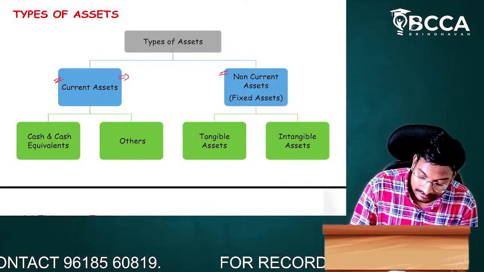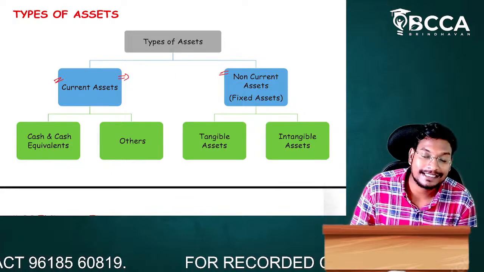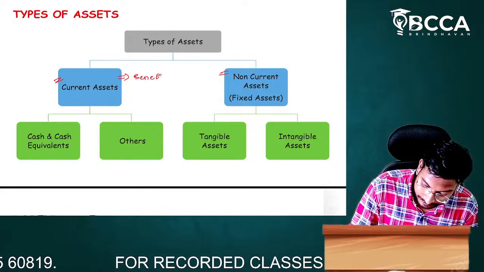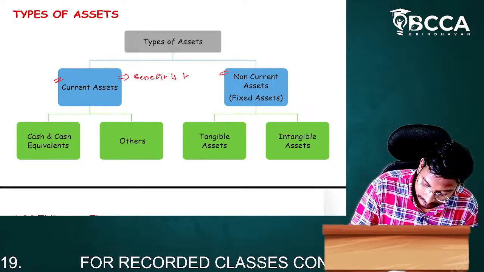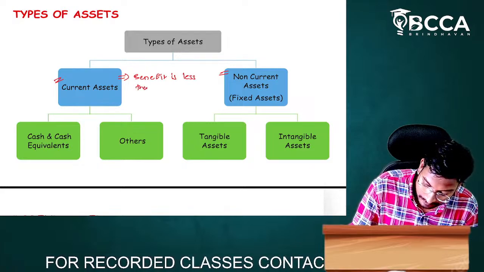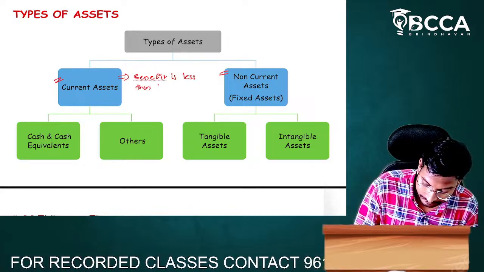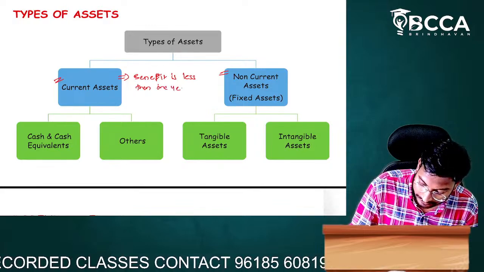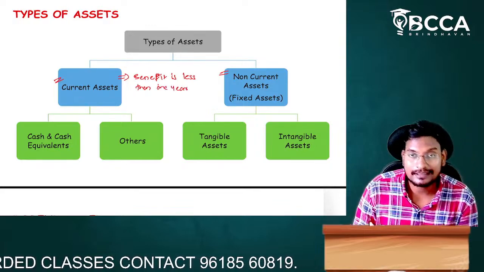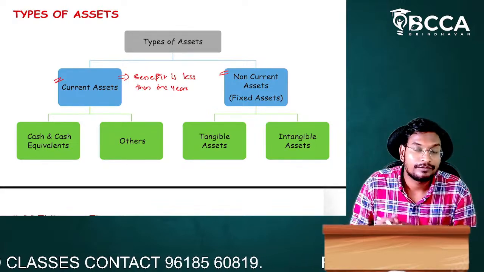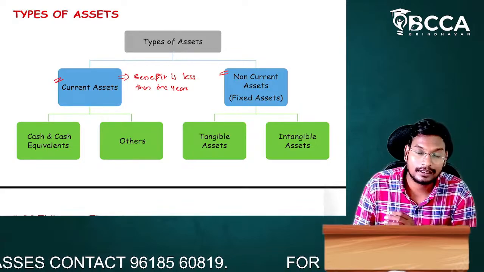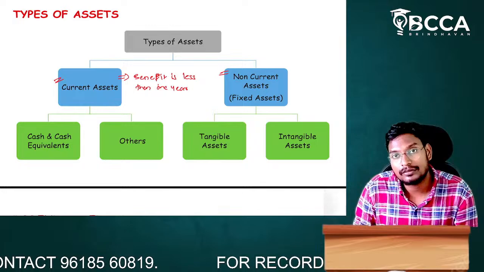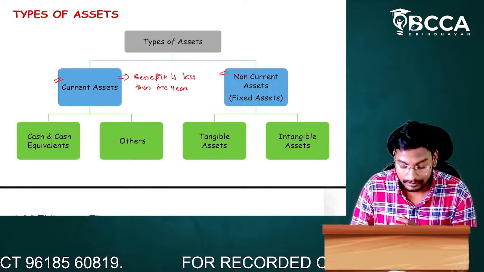Current asset means the benefit is less than one year. Or there is another definition: if within one year we can convert the asset into cash, in that case also it is called a current asset.